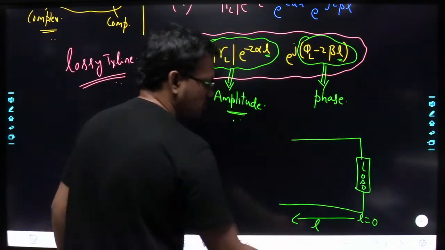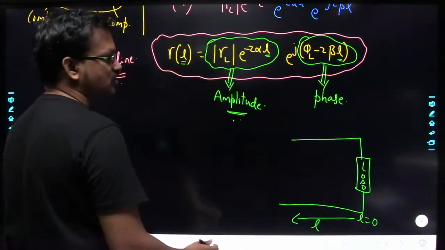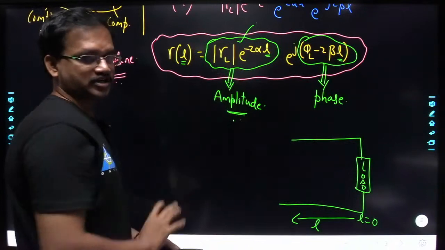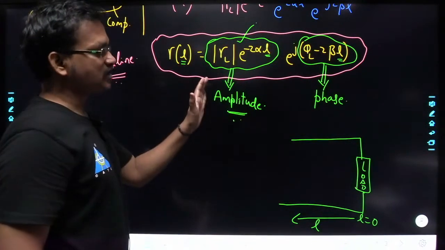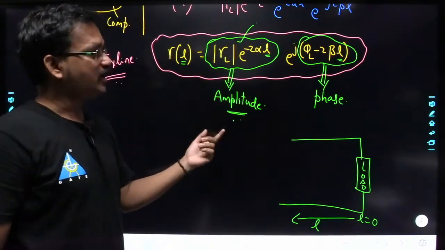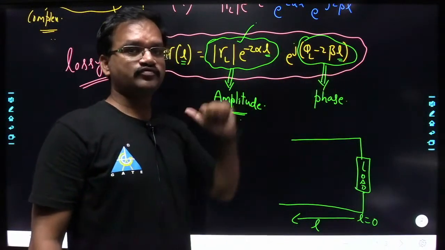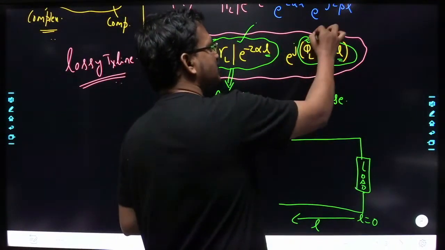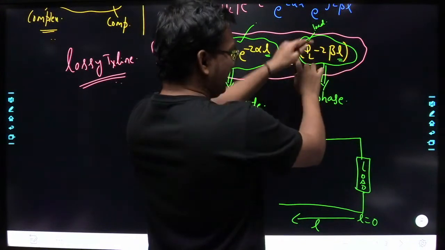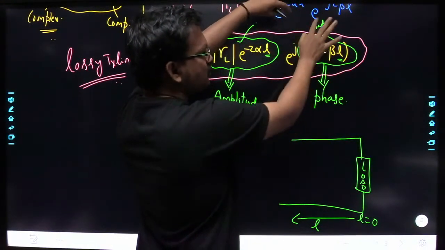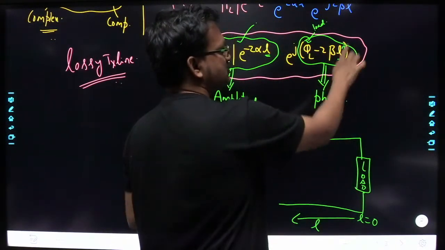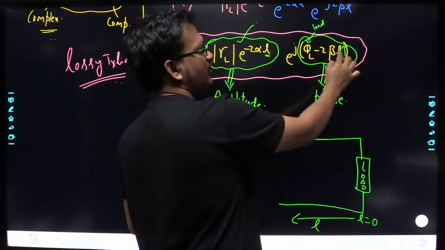Now we are moving from load to source. As you move from load to source, the amplitude of the reflection coefficient is decaying exponentially. On a lossy transmission line, as you move from load to source, the amplitude of the reflection coefficient decays exponentially. And what is happening to the phase of the reflection coefficient? Here phi L is nothing but the phase of the reflection coefficient at the load. At the load, L is equal to 0. Now as you move from load to source, this L value is going to increase, so this 2 beta L value is also going to increase.